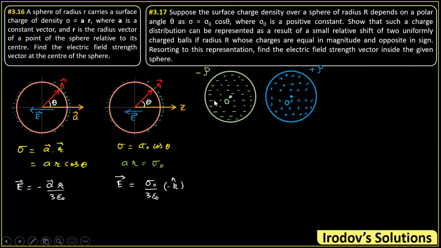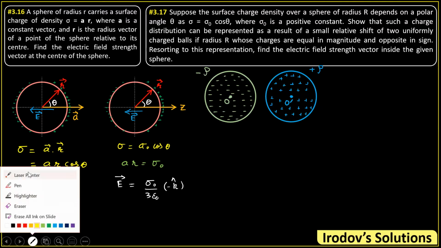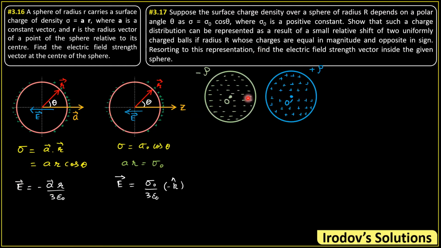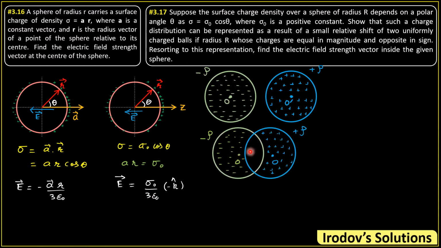If I overlap them, the electric field will be zero everywhere because the charges will cancel. So I am just bringing them closer a little bit, so that some part of them overlaps and some part does not overlap. Like this. In the overlapping part, the charges will cancel. So this part has a uniform charge density minus rho and this part has a uniform charge density plus rho.